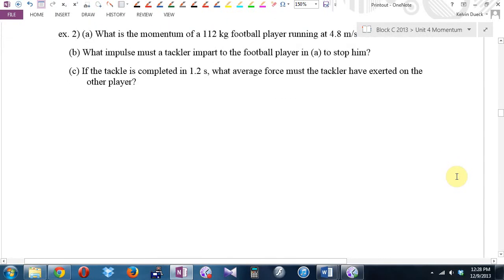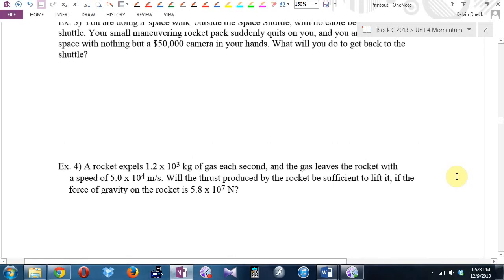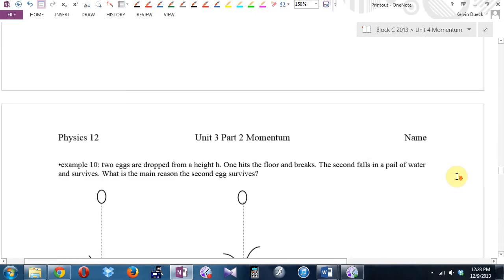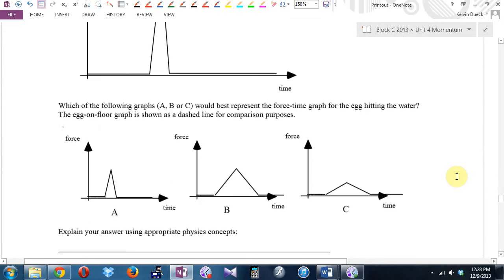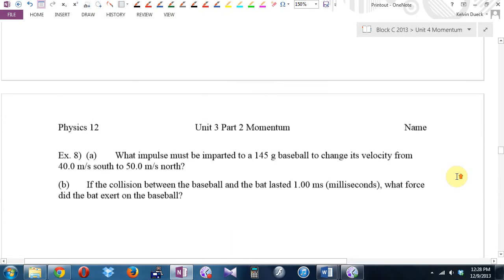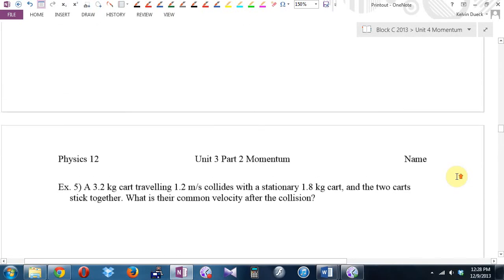Football. How far am I going to get today? Ooh, don't think I'm going to get through all this today, but that's all right. You guys get to study some for your test.